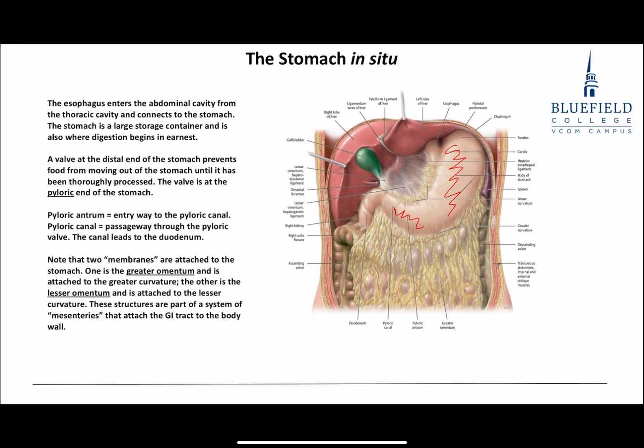peristaltic waves that form in the wall of the stomach, which is largely made up of smooth muscle. That's something you'll deal with in histology, though. The peristaltic waves then will push the food through that pyloric canal into the duodenum, which begins right here.